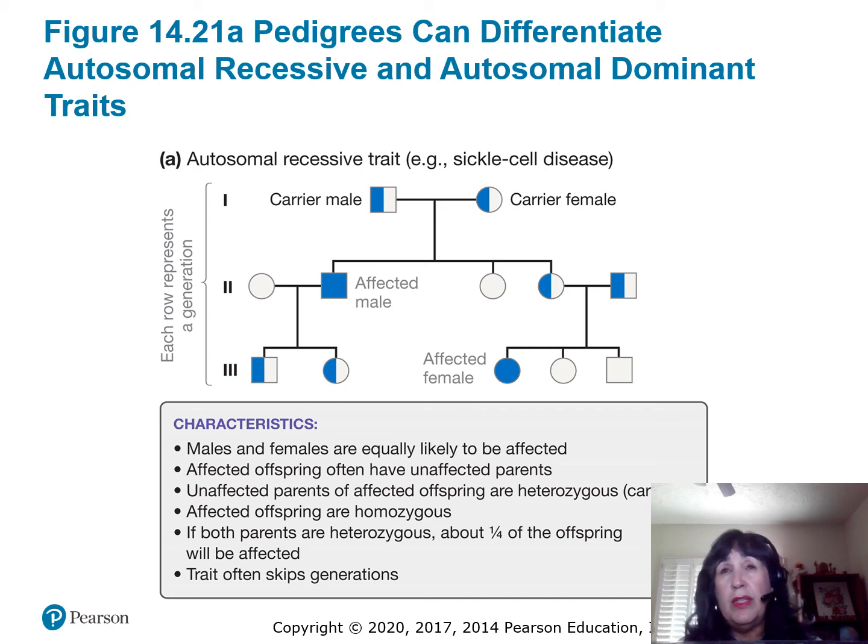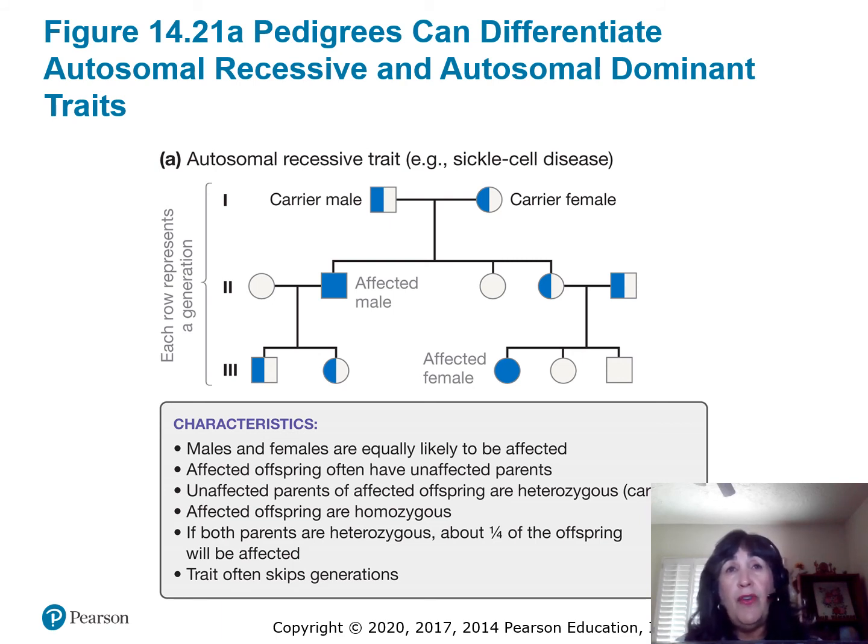A daughter and a son are unaffected, but they have one affected female because the circle is blue. So what are some of the traits of an autosomal recessive trait? Males and females are equally affected. Affected offspring often come from unaffected parents because the parents are carriers and they don't know it, because it's a recessive trait and it doesn't show. You don't see the phenotype.